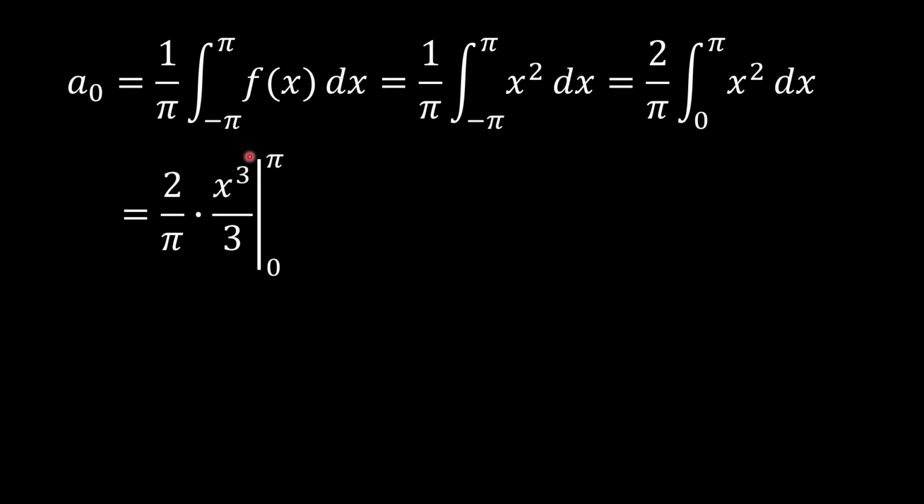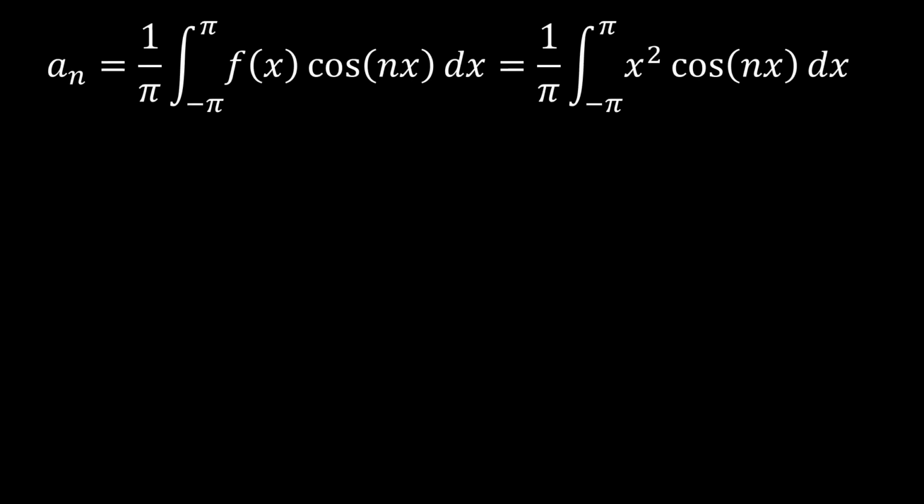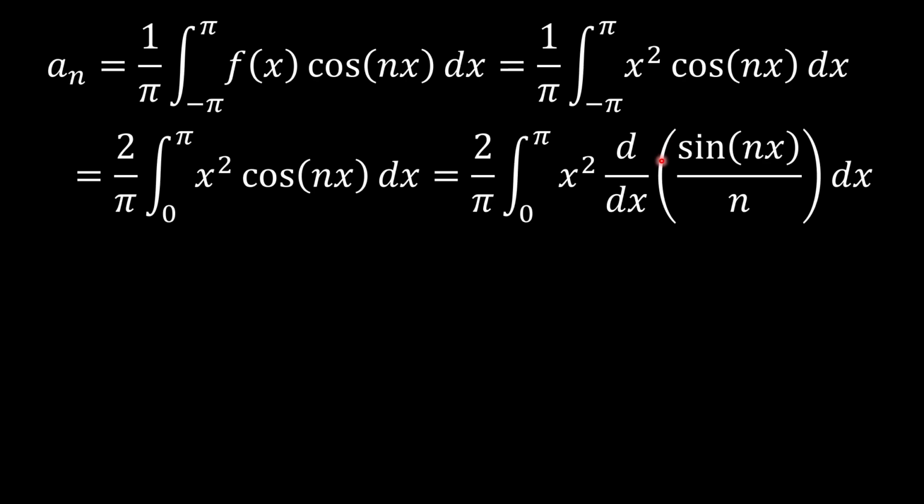And that means that we have 2 over pi times x cubed, integrating x squared is x cubed over 3, and we have the limits applied there appropriately. So this becomes 2 over 3 pi squared. Okay. Then a_n, as we saw previously, is 1 over pi times the integral of f(x) cosine nx from negative pi to pi. We plug in x squared in place of f(x), and now we're going to try and use integration by parts, where cosine nx is the derivative of sine nx over n.